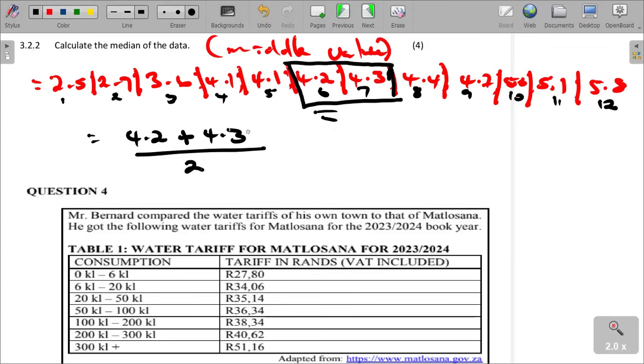So when we divide that, we get 4.25, which is equal to 4.3 meters. 4.3 meters is the median that is supposed to be calculated there. That's how we calculate the median class. We just put our figures in order, and then we find the one that is central in terms of the set of values that is there.